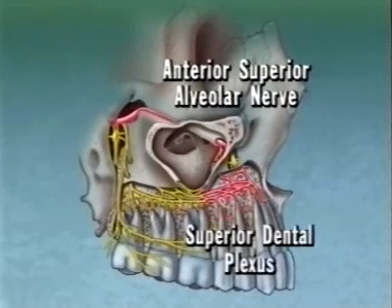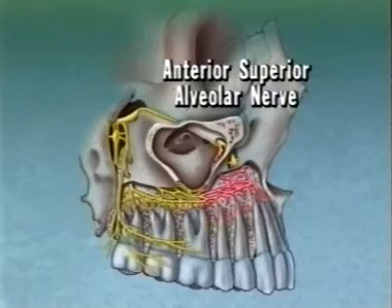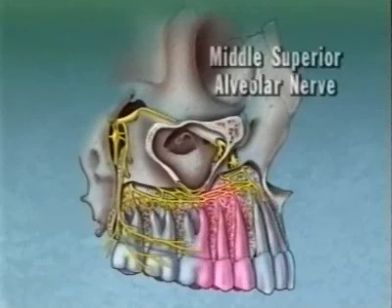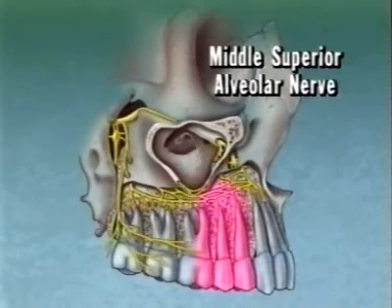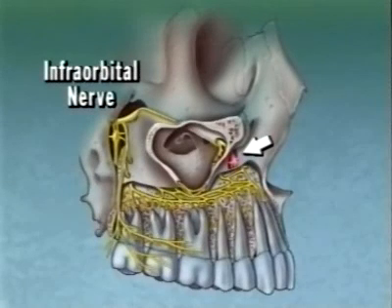After contributing to the superior dental plexus, it provides pulpal innervation to the incisors, canine, and often premolars, their periodontium and facial gingiva, and the anterior portion of the antrum and floor of the nasal cavity. If present, the middle superior alveolar nerve supplies sensation to the premolar region and the mesiobuccal root of the first molar. The infraorbital nerve emerges from the infraorbital foramen to divide into its terminal branches.